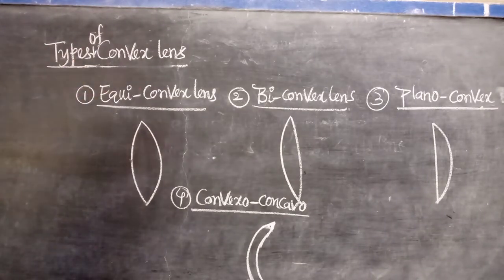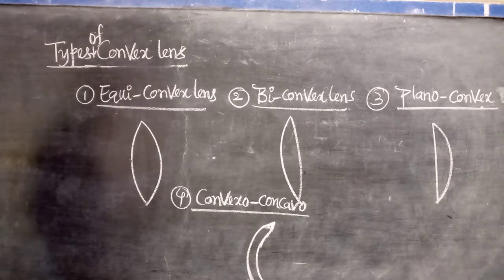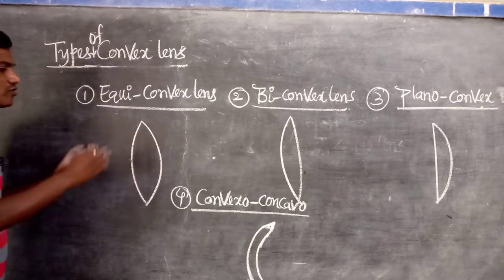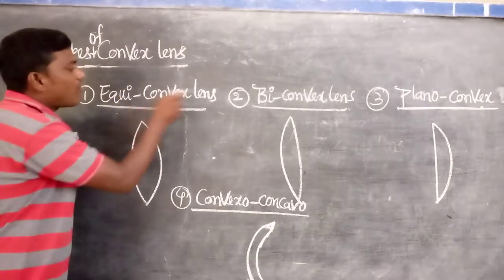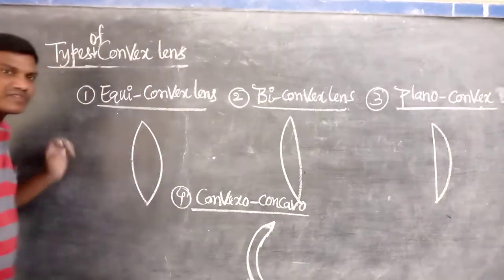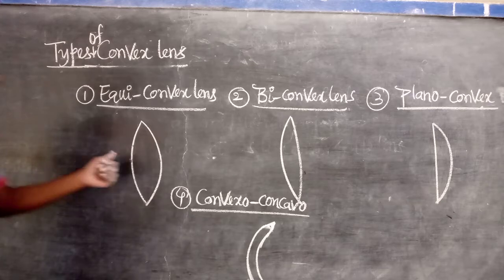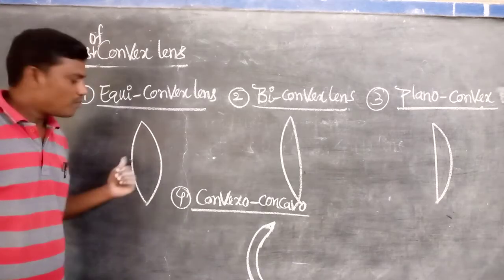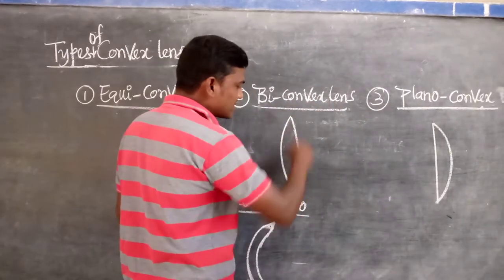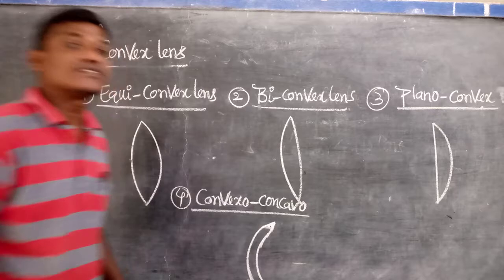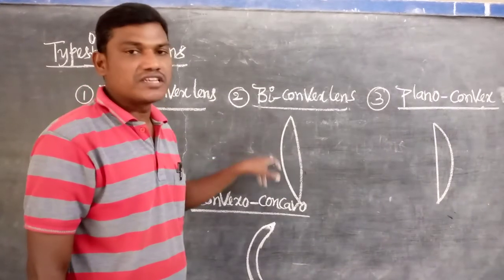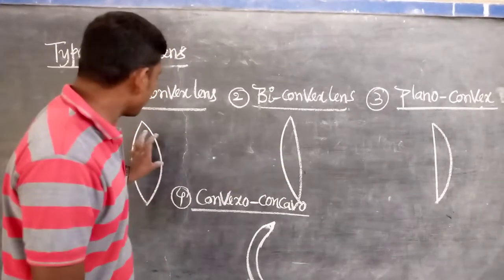Convex lens acts as which type of lens? Convergent lens. That I will explain later. And how many convex lenses are available to us? 4 types of lenses are available. Equi-convex lens. Equi-convex means this spherical surface radius and this spherical surface radius both are equal. Means this focus point and this focus point both are equal. Next, biconvex lens. Biconvex means this is convex, this is also convex, but these focus are not same. That is the meaning. This radius and this radius of the curvature are not same. But here both are same.